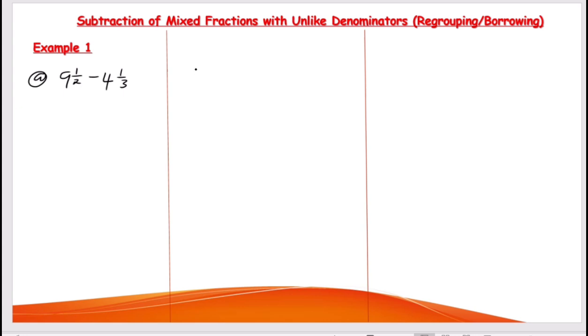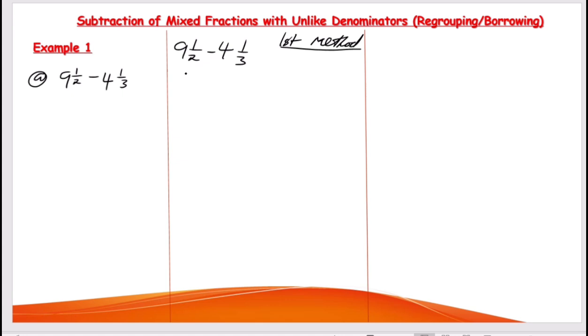Question 1 says we should subtract 4 whole number 1 over 3 from 9 whole number 1 over 2. Now we can use different methods to solve this particular question, and I'm going to show you at least 2 methods we can use to solve mixed fractions with unlike denominators. Now let's call this the first method.